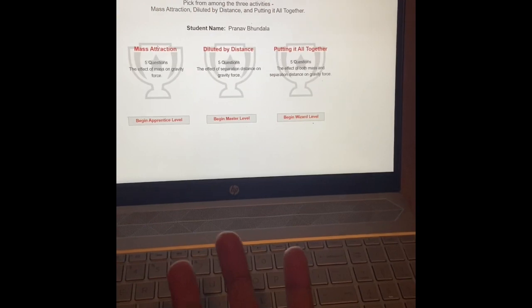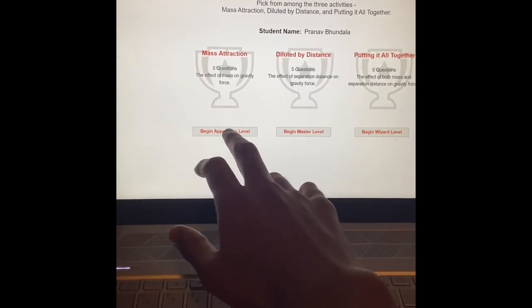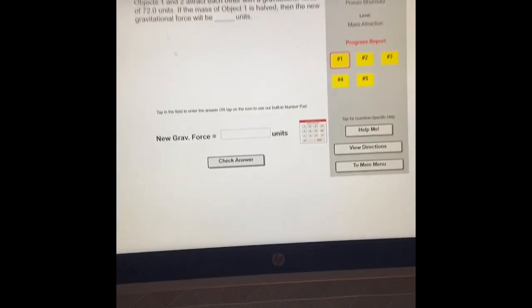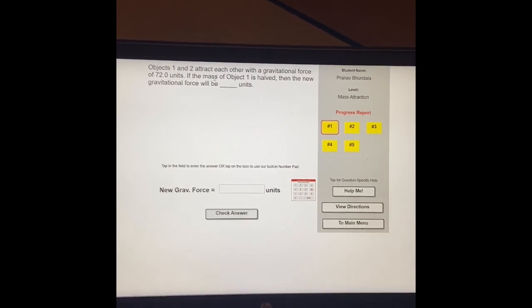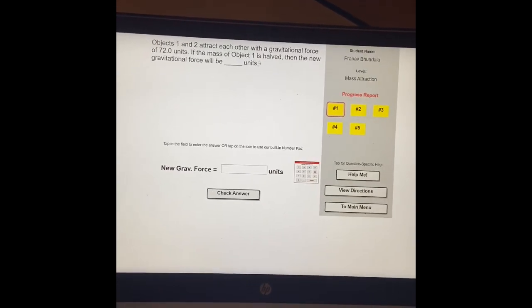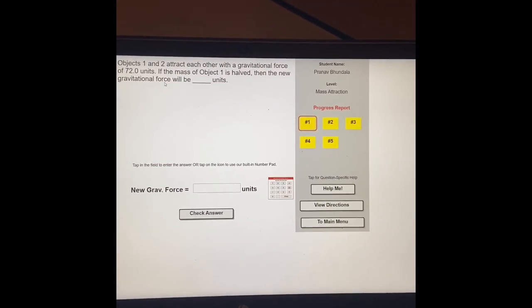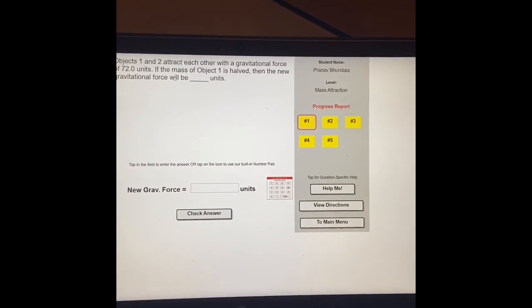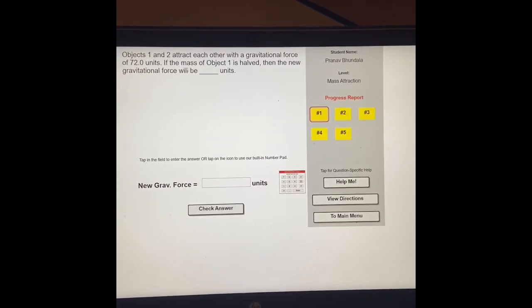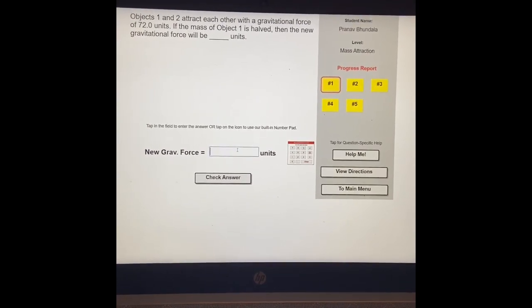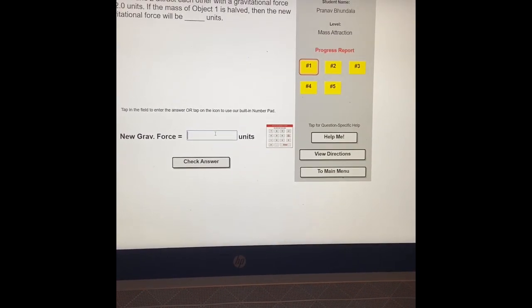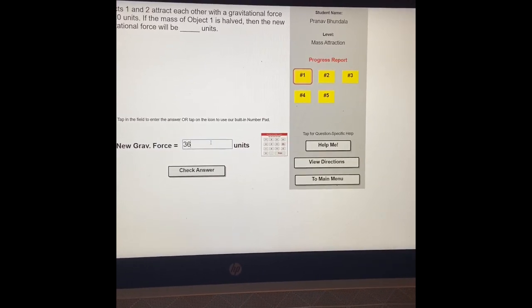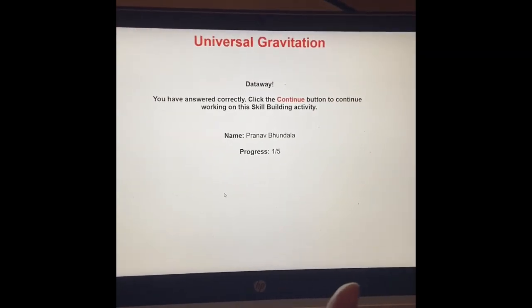While doing this concept builder, let's start off with the first trophy, apprentice level. Objects 1 and 2 attract each other with a gravitational force of 72.0 units. If the mass of object 1 is halved, then the gravitational force will be how many units? If the mass is halved, the gravitational force will also be halved. So we get approximately 72 divided by 2, which is 36 units. Great job.